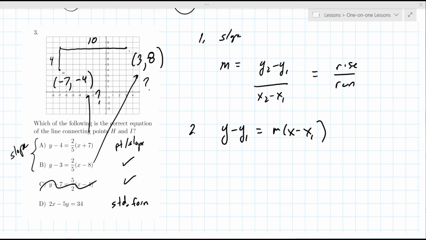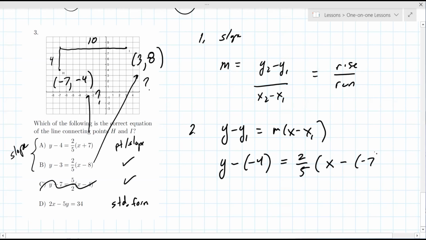Y minus 8 equals 2/5 times x minus 3. Nope, so it's the other one. It's A. So A would be y minus -4 equals your slope, which you already told me, 2/5 x minus... oh, but -7, it would have to be plus. For the y, it's plus 4. Yeah, 2/5 x plus 7. So it's only partially right. D is also in there. So it's probably D.